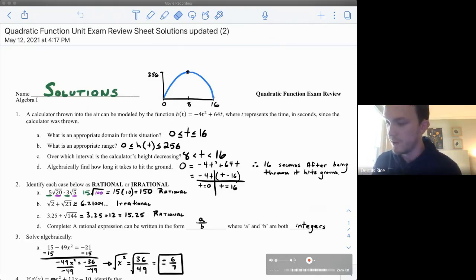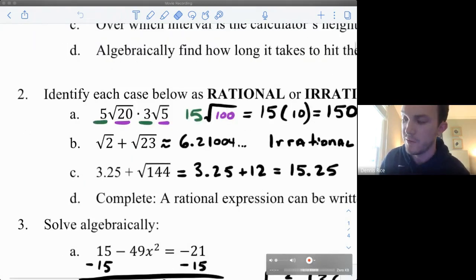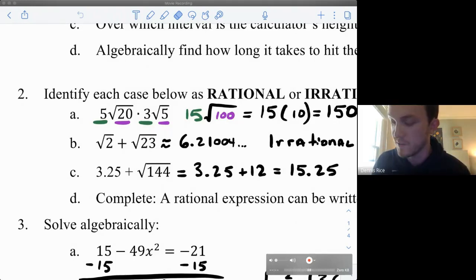For number 2, this was like a question on the quizzes as well. Rational versus irrational. You kind of have to investigate each case. Be aware with radicals that you are allowed to multiply. You can multiply radicands, the things under the radical, and sometimes it works out nicely. Like A worked out nicely because 20 times 5 is 100, and that's just simply 10.